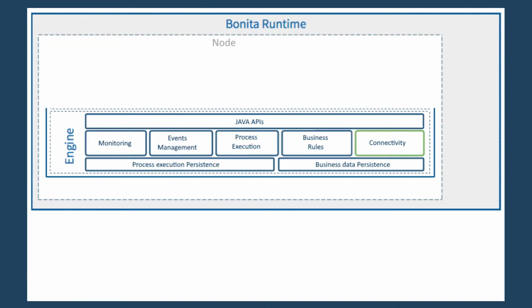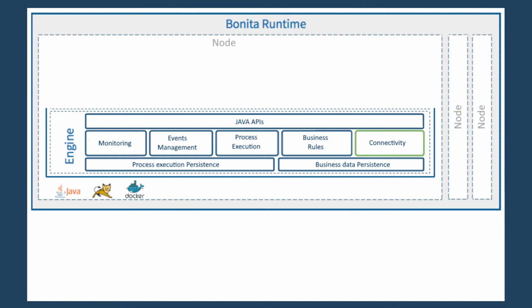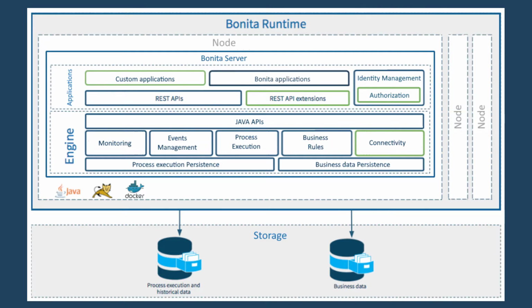Bonita Engine, installed on a server node, is responsible for the execution of the processes. It is based on Java SE and it is encapsulated with applications in a Java web app. It exposes Java API and REST API to connect to other applications, including Bonita user applications. Extensibility is guaranteed by connectors. Java dependencies are stored on a Maven repository.